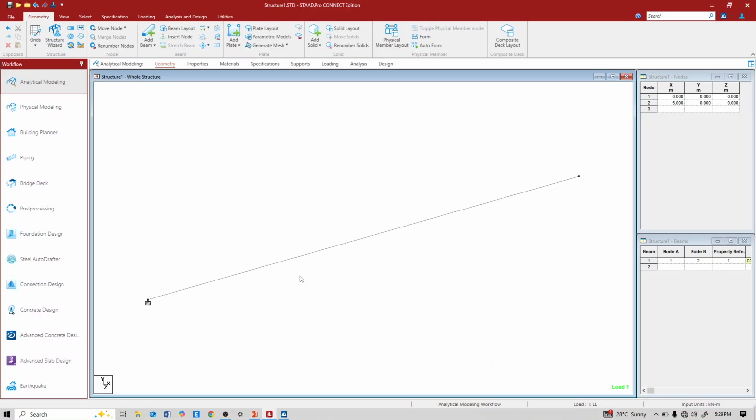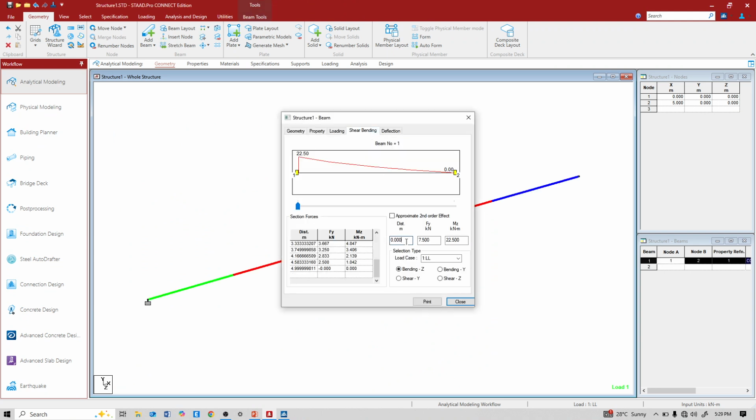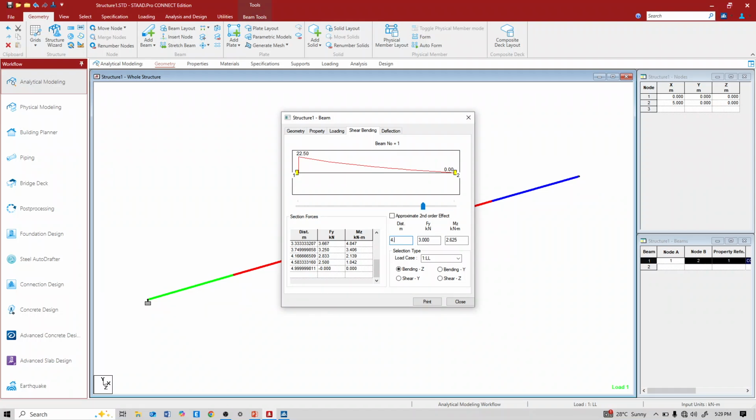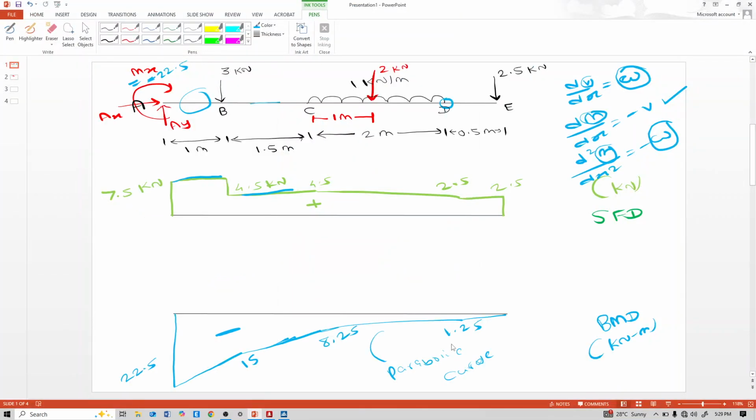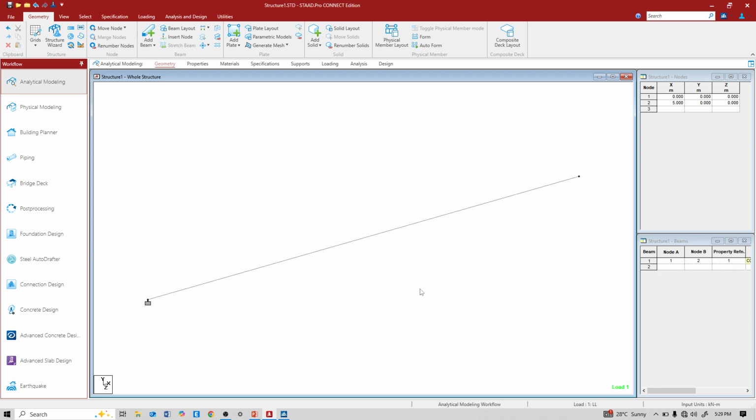See middle values, analytical modeling, double click, shear and bending, at a distance of 4.5. It is 1.25, see 1.25. At a distance of 1, see 15. That means our manually calculated and software calculated SFD BMD is correct.